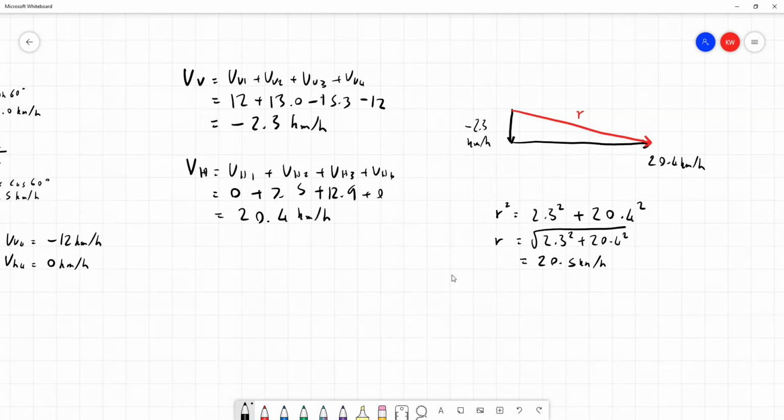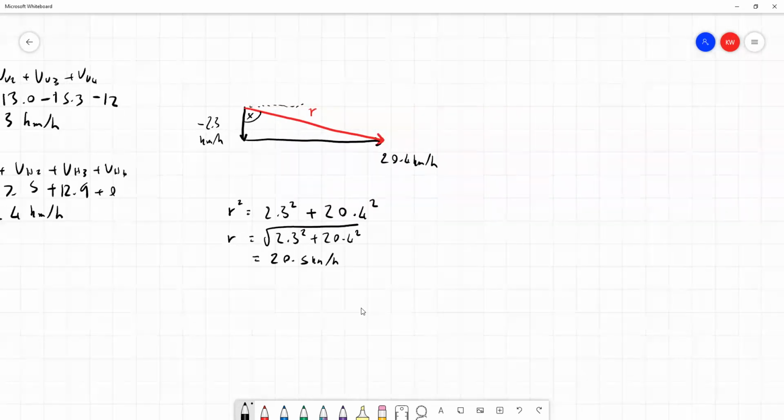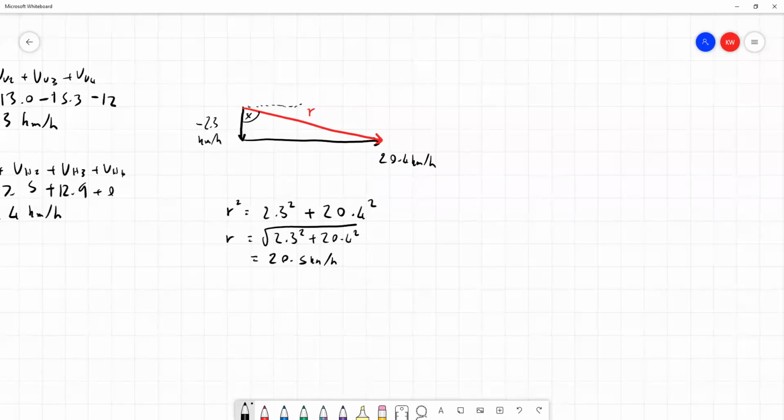Now, the angle we're going to be interested in here is the angle from the horizontal, but the one we're going to calculate is this angle x here, because we can use our trigonometry in order to find this angle. I suppose we could just leave it as angle x. I'll talk about that when we get to how we could express the answer. So we found the size of the resultant, 20.5 kilometers per hour. Now let's find its direction.